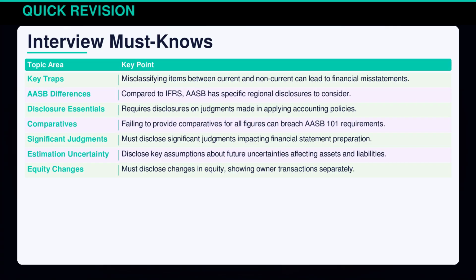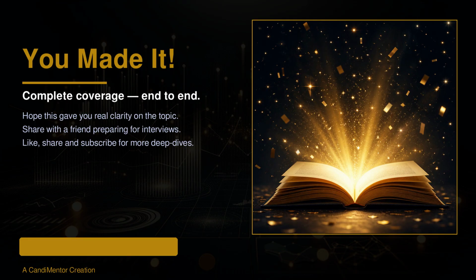Significant judgments and estimation uncertainties must be disclosed, as these impact financial preparation. Changes in equity need clear disclosure, especially owner transactions. These points are crucial for interview discussions. That's your complete guide to this accounting standard.